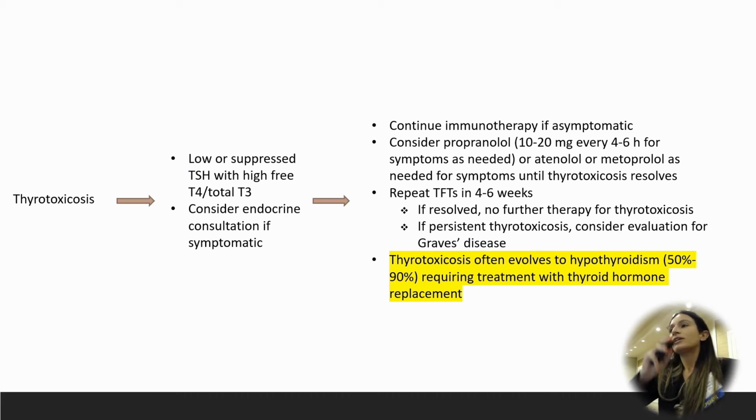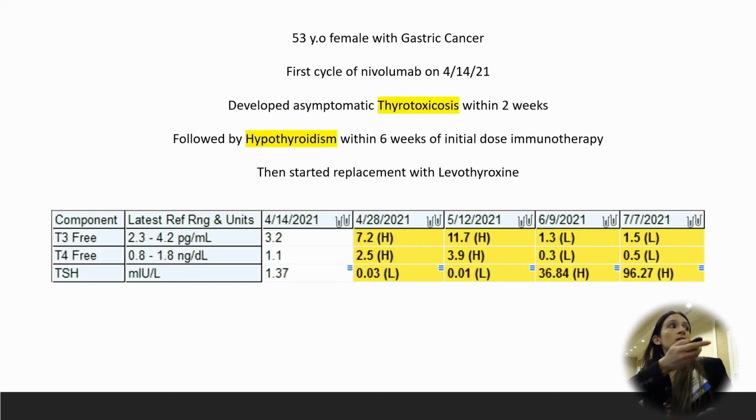Thyrotoxicosis, we see this all the time. The majority of these patients, like 50 to 90%, will progress to having hypothyroidism. So what do we do for the patient who is symptomatic from the thyrotoxicosis, meaning they're having palpitations? We just put them on a beta blocker, okay? And then we will replace the hormone.